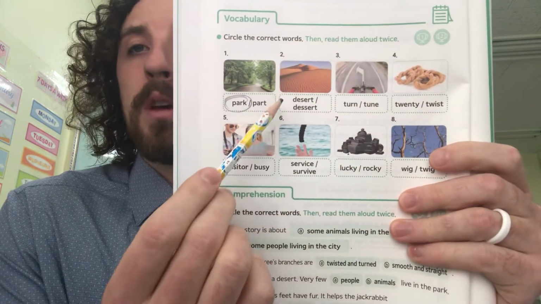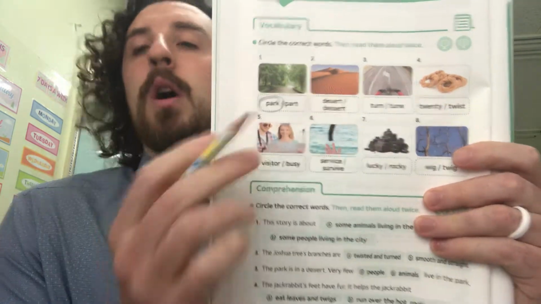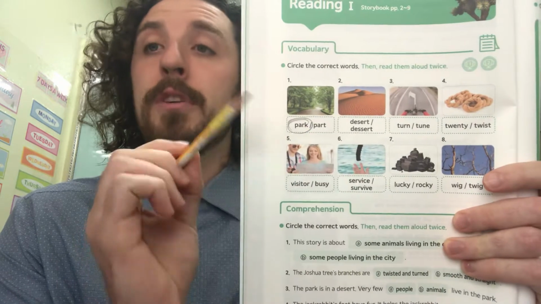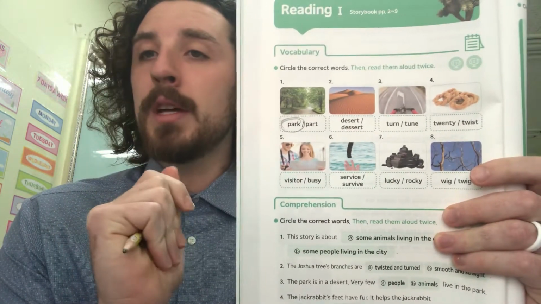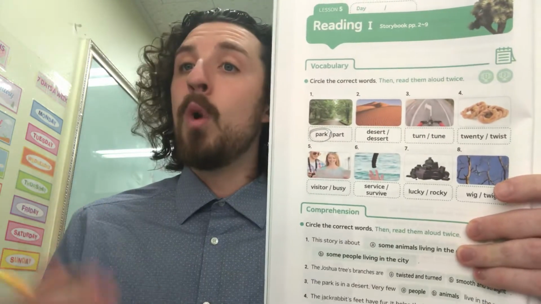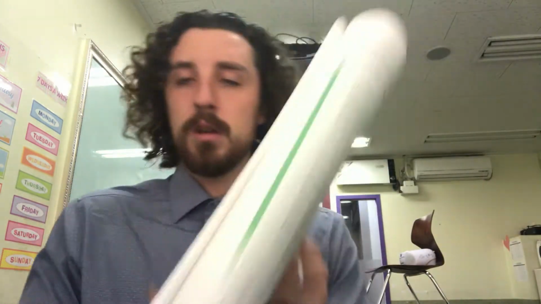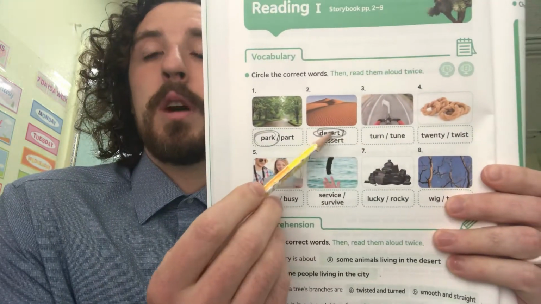Number 2, is that a desert or dessert? Now, a trick for trying to remember which one's which: for dessert, it's 2 S's. The way you can remember this is that you always want more dessert, so you want more S's, okay? So this one's going to be a desert, 1 S. There you go, 1 S. Desert.